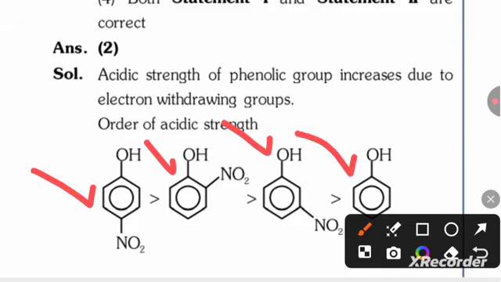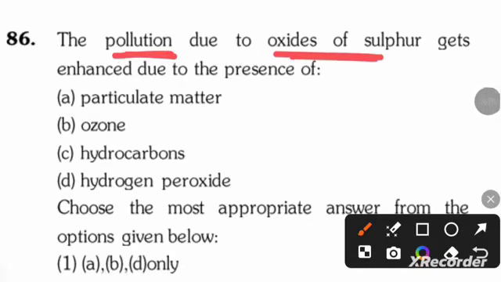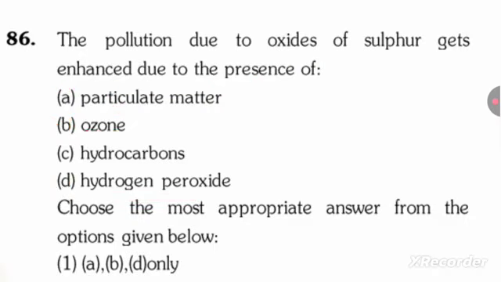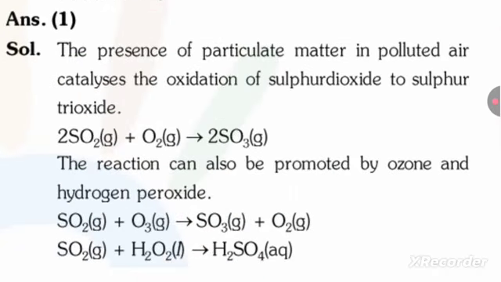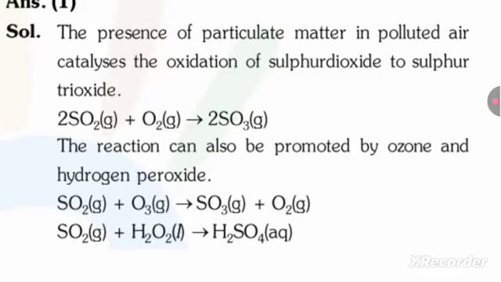The pollution due to oxides of sulfur gets enhanced due to the presence of particulate matter, ozone and hydrogen peroxide. So option 1 is the right answer. The presence of particulate matter in polluted air catalyzes the oxidation of sulfur dioxide to sulfur trioxide, and even in the presence of ozone and hydrogen peroxide it is responsible for pollution by forming sulfuric acid.